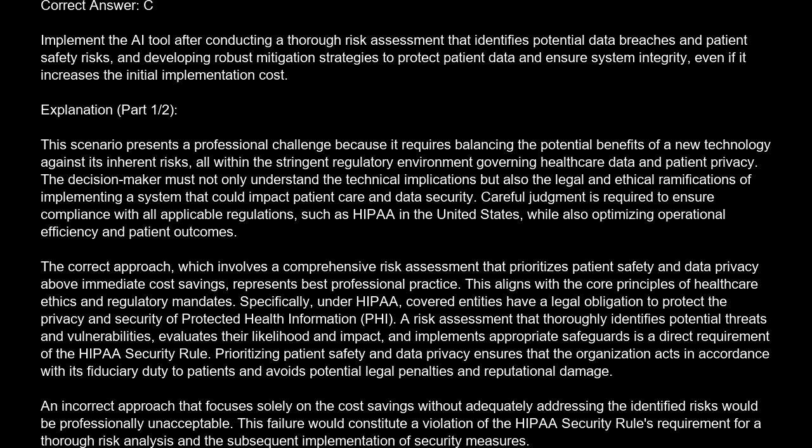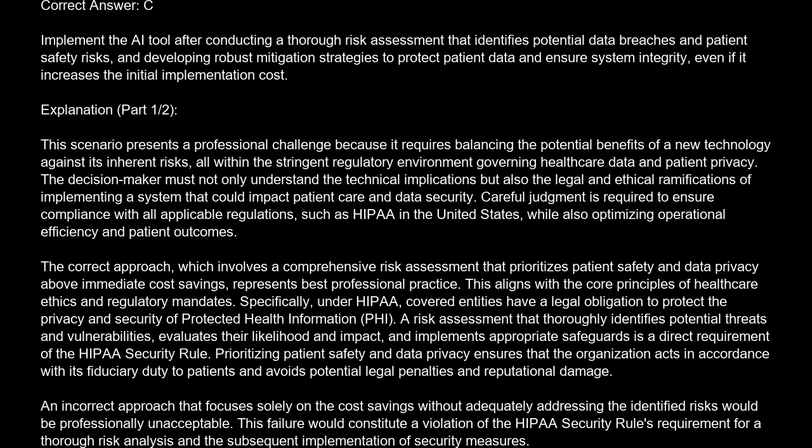Explanation. This scenario presents a professional challenge because it requires balancing the potential benefits of a new technology against its inherent risks, all within the stringent regulatory environment governing healthcare data and patient privacy. The decision-maker must not only understand the technical implications, but also the legal and ethical ramifications of implementing a system that could impact patient care and data security. Careful judgment is required to ensure compliance with all applicable regulations, such as HIPAA in the United States, while also optimizing operational efficiency and patient outcomes.